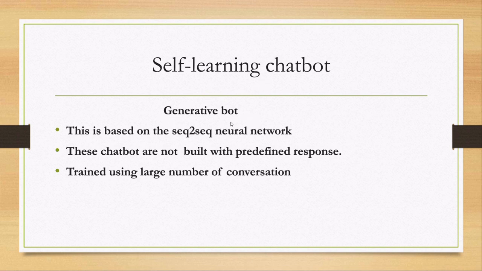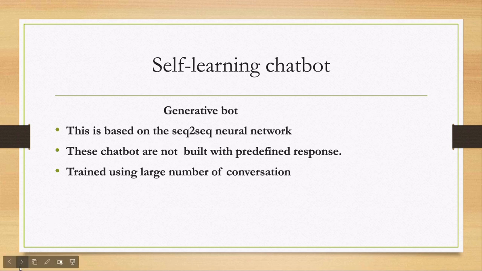First, the generative chatbot. This is actually based on the sequence-to-sequence neural network. Sequence-to-sequence neural networks were initially released for machine translation, but now they have also proved to be quite effective when it comes to building a generative chatbot. These chatbots are not built with predefined responses. Instead, they are trained using a large number of conversations, based upon which responses to the user are generated.